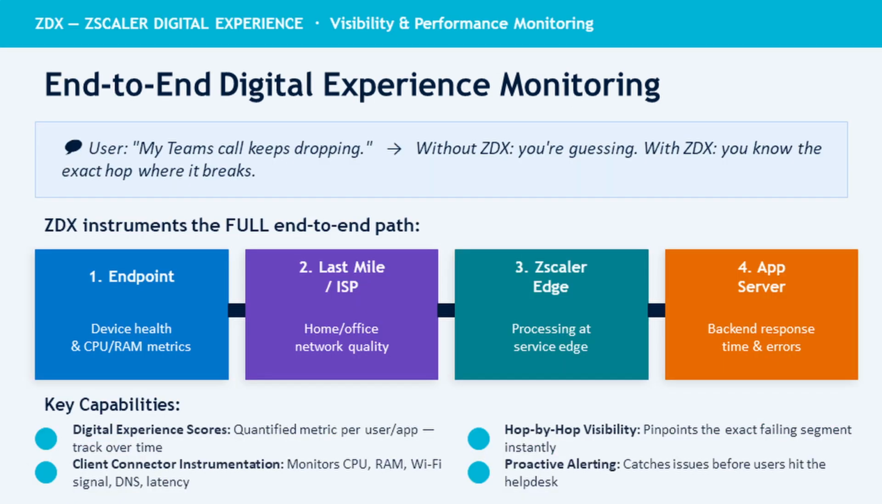Traffic flows and connectivity methods. This slide is your map of how traffic actually gets to the ZTE and what happens inside it. On the inbound side, how traffic reaches ZTE, you have four methods. Zscaler Client Connector is the primary agent deployed on endpoints. It steers traffic automatically to the nearest edge and collects device posture.